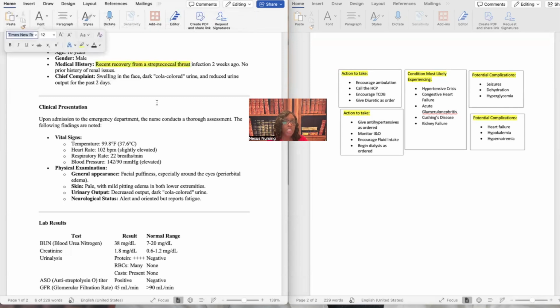Okay. Chief complaint. Let me tell you something. Anything that comes after either chief complaint or patient presents with or client presents with, whatever is actively going on with that patient right now, that's what's wrong. That's our problem. So we're always going to pay special attention to it. Let me go ahead and highlight all of this. Swelling in the face, bad. Dark cola-colored urine, bad. Reduced urine output for 2 days. All of that is bad.